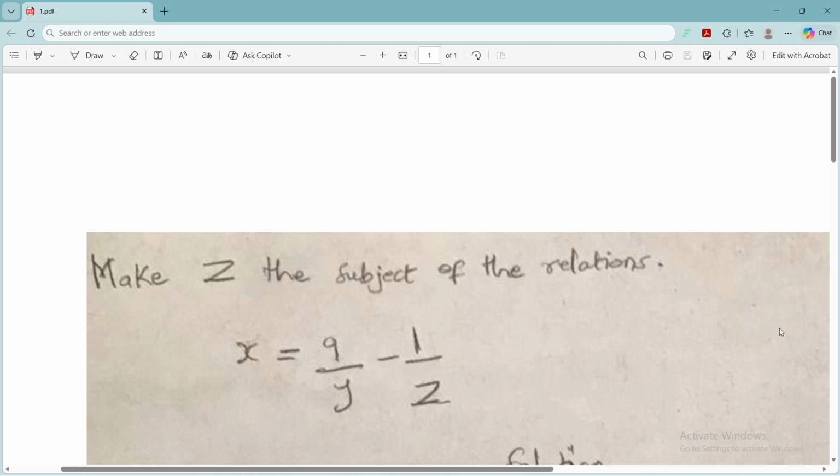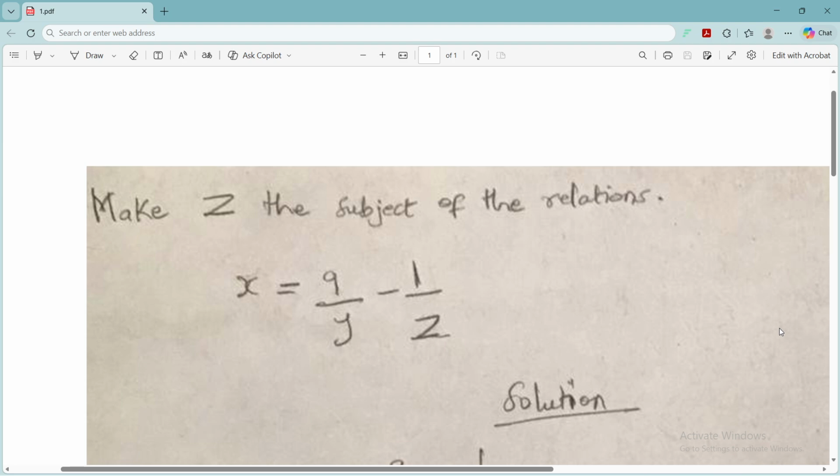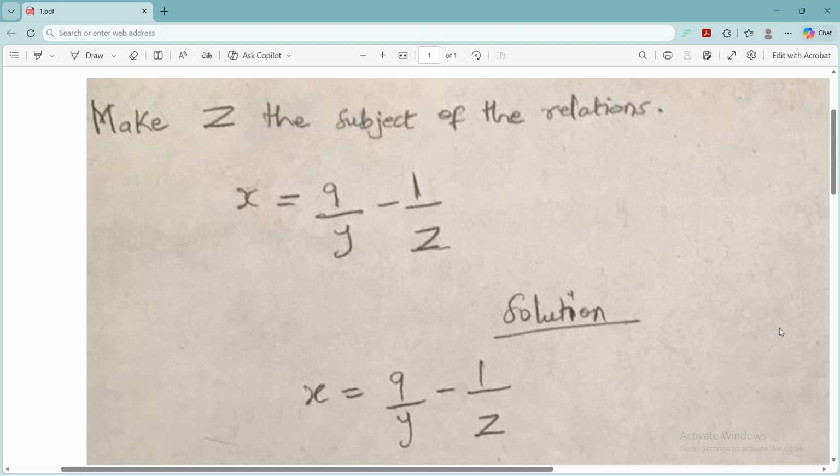Make z the subject of the relations. Our given relation is s equals the fraction 9 divided by y minus the fraction 1 divided by z, right? So let's quickly solve it. So we have our given equation to be s equals the fraction 9 divided by y minus the fraction 1 divided by z, right?